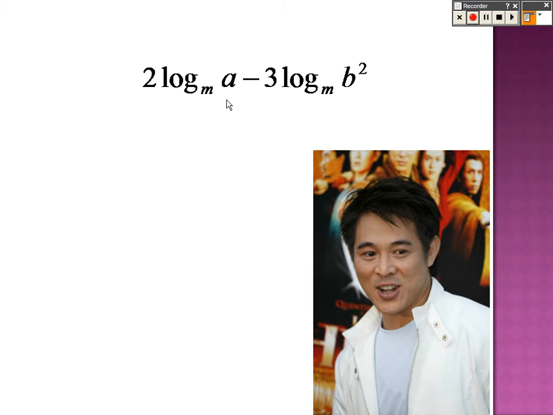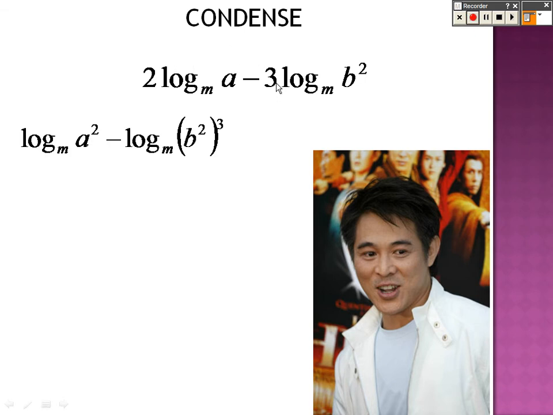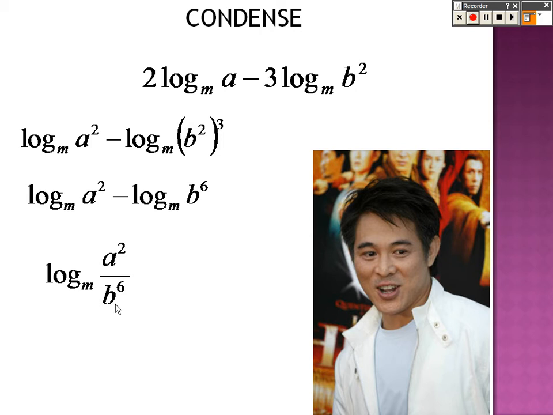First things first, when you want to condense, you need to get these exponents inside. So I'm going to move the 2 inside. I'm going to move that 3 inside. So that's a squared, but squared cubed, you multiply. If you remember back to the prereq section, that means you actually multiply to get a 6 there. Then this is subtraction, which is like saying division, so it's actually a squared over b to the 6th power.